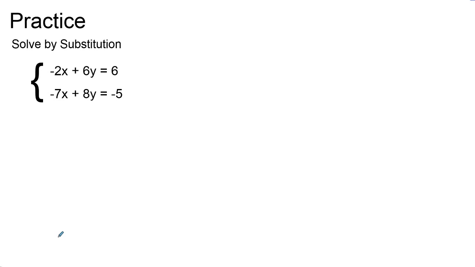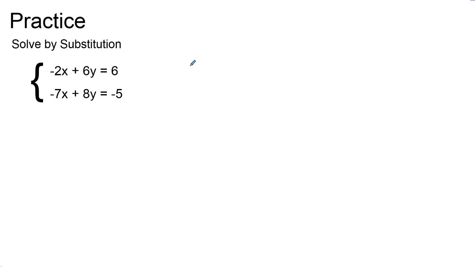Okay, the last one, solve by substitution. And this is one of those cases where I have both equations in standard form. My goal, in order to be able to actually make the substitution, is that I need one to have y equals or x equals. So the first thing I'm going to determine is, should I use the first equation or should I use the second equation to try to manipulate?